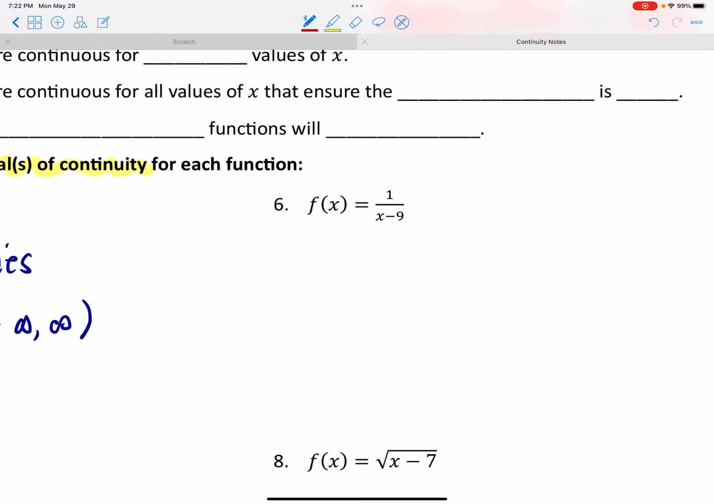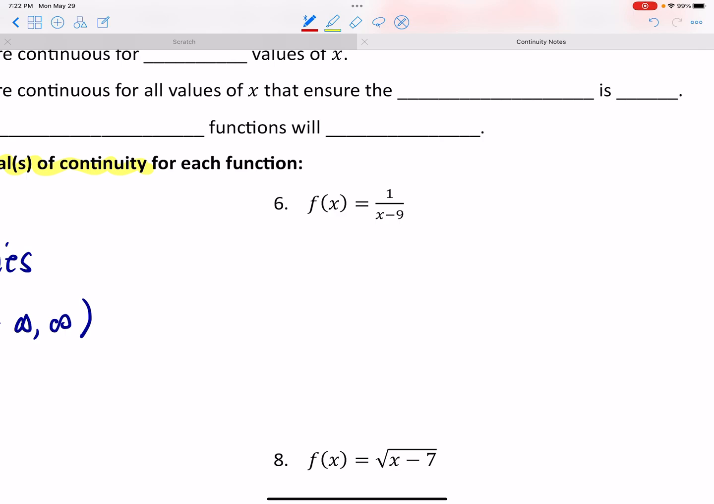So for example, in number 6, again, I know this is a rational function. I know there's going to be a vertical asymptote in this graph at x equals 9, right here, because x cannot equal 9. That is kicked out of the domain. There's going to be a vertical asymptote there. A vertical asymptote happens at x equals 9. So this function is going to have a discontinuity there, but it will be continuous everywhere else because every other x value is in the domain. So this domain excludes 9. It excludes that discontinuity, and it is continuous everywhere else.